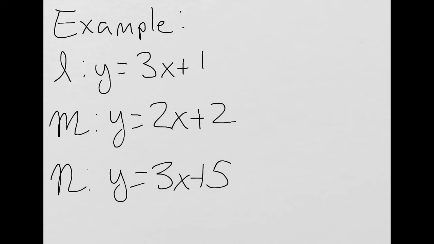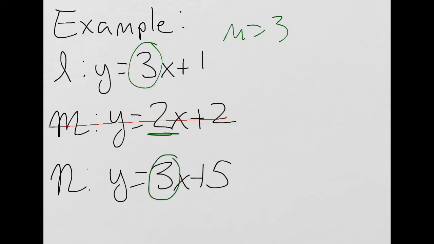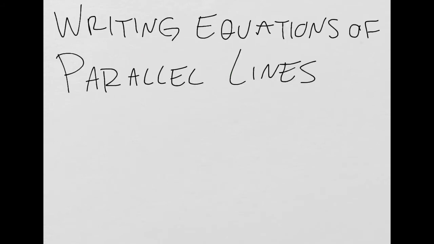So here we have line L, and the equation for line L is y equals 3x plus 1. I notice that this is in slope-intercept form, and so my slope here is going to be 3, so m equals 3. To find a line parallel to L, I'm going to find a line whose slope is the same as L's. It's not going to be line M, because the slope is 2. So that's not going to work. But if I look at line N, I notice that I have a slope of 3, so line L is parallel to line N.